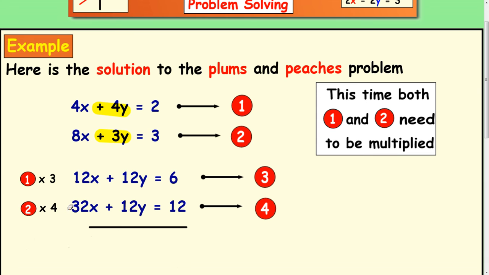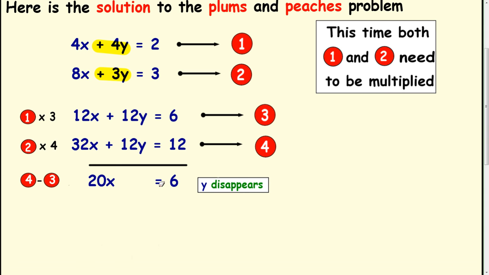Now I really want to do 32 take away 12, not 12 take away 32. So I'm going to do equation 4 take away 3. 32 take away 12 is 20x, and 12 take away 6 is 6. And the y's disappeared in that case because you took them away from each other. If it was a plus and a minus, then you would add them.